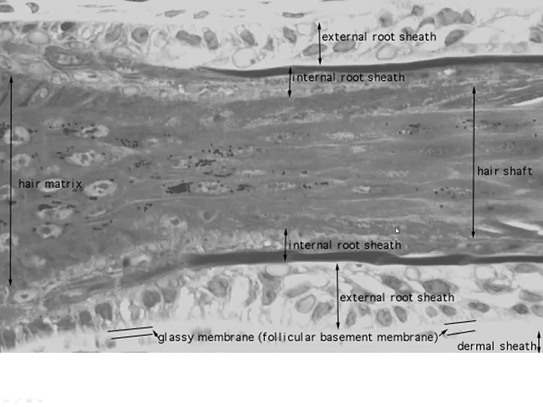So this is going to be that cuticle layer, part of our internal root sheath. This is external root sheath, and there is the glassy membrane on the outside. On this side, glassy membrane, that's a basement membrane. Here we have external root sheath, and we've got our internal root sheath, including our cuticle layer. They don't distinguish the cuticle layer here from the internal root sheath and the hair shaft.